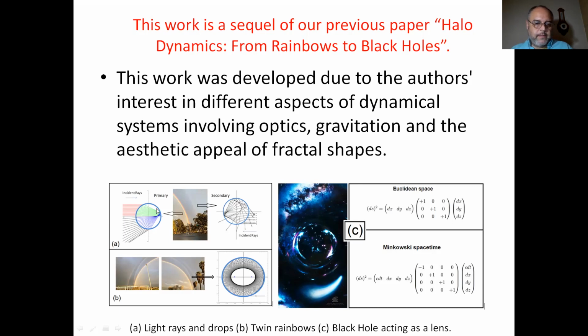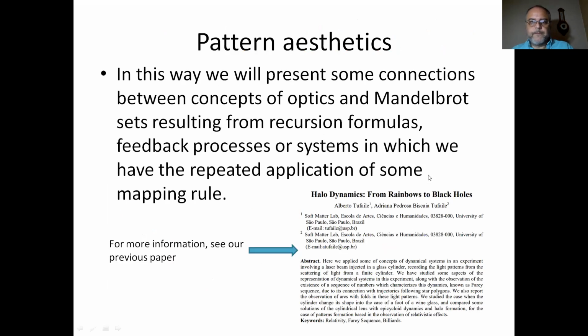We can see here some diagrams of drops and light rays, and this is a system similar to an open billiard, and the effect of this open billiard is the formation of rainbows. Here you can see some twin rainbows, and the same can be observed for massive objects like black holes bending the light from distant stars or galaxies, forming an image like this. So both are open billiards from our point of view.